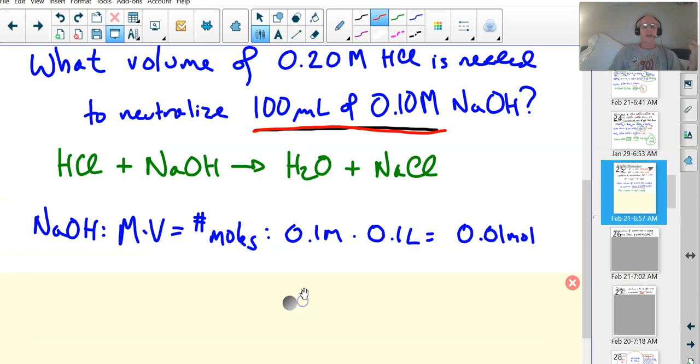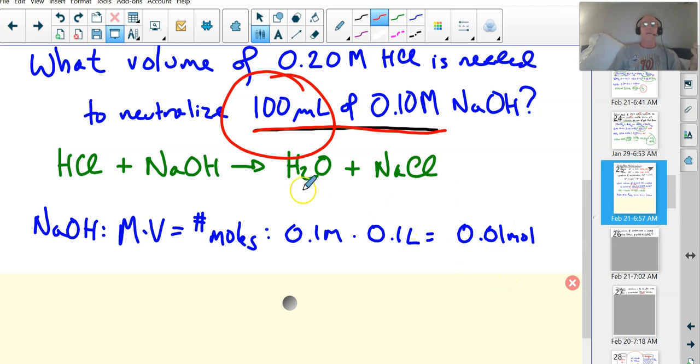So we take NaOH, M times V, and we take what's given, 0.1 molar times 0.1 liters. Remember to convert milliliters to liters in this case. And so that's 1/10 of 1/10, or 0.01 moles.